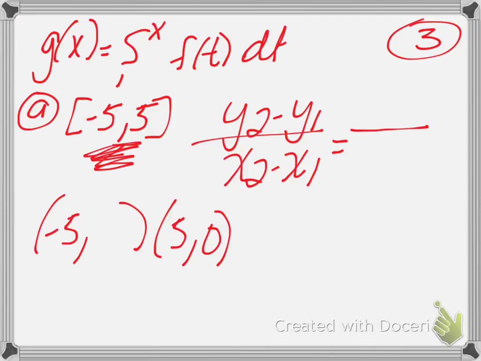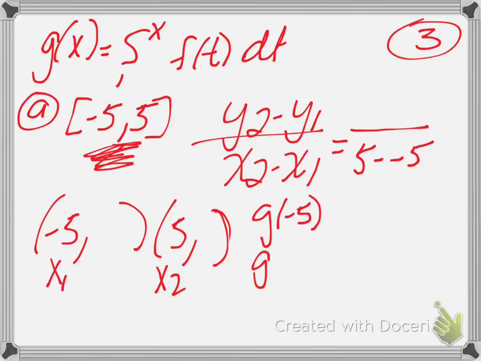So, whoops, not a 0. Okay, x1, y1, x2, y2. I know that I could at least do 5 minus a -5. But what about my y's? I don't know what my y's are. So to get my y's, I'm going to have to do g of -5, and I'll do g of 5, and that will get me my y values. So that is our plan, that we need to figure out those 2 points.